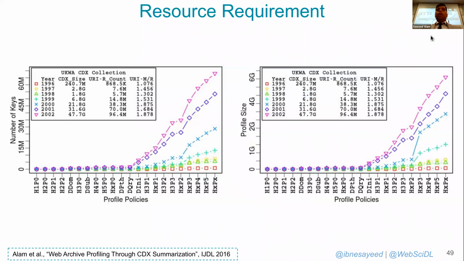This shows the number of keys based on different profiles over the years from the UK Web Archive data set. And each year the data set was growing in size, so that's why we are seeing this kind of trend here.